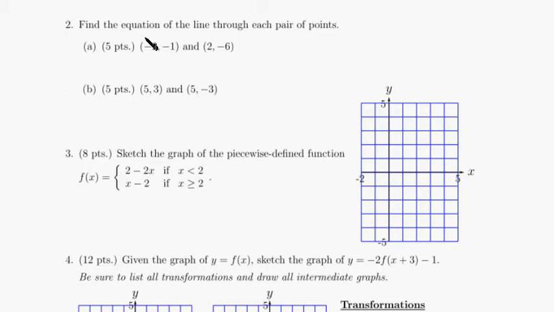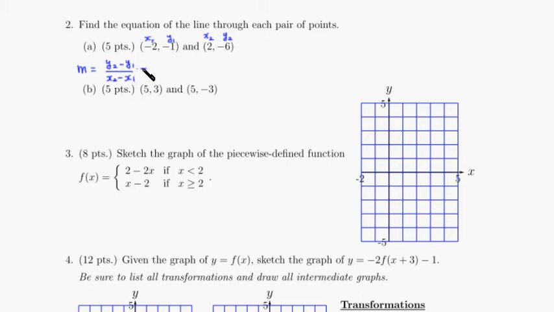I'm going to call this one x1 and y1, and I'm going to call this one x2 and y2. So using the slope formula, slope m is equal to y2 minus y1 over x2 minus x1.